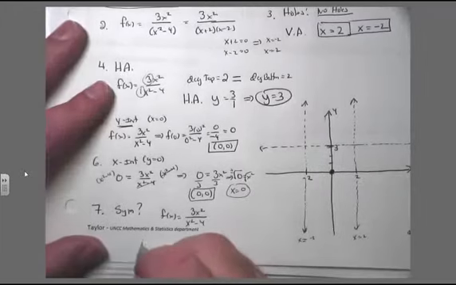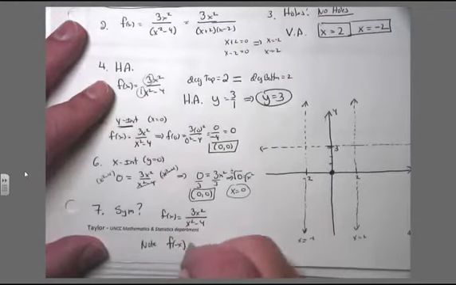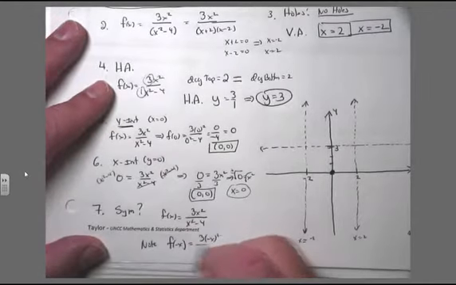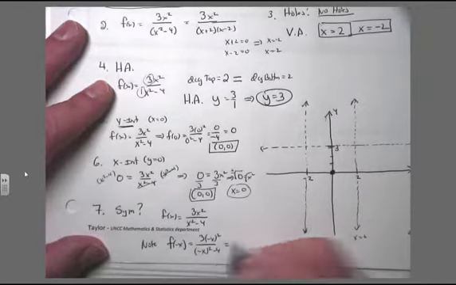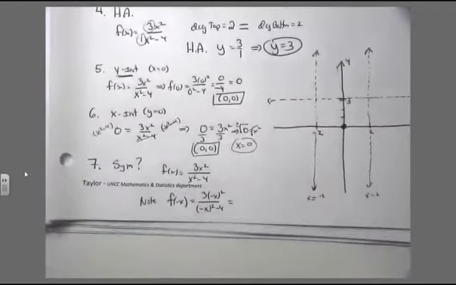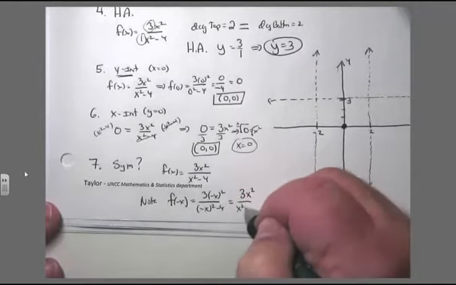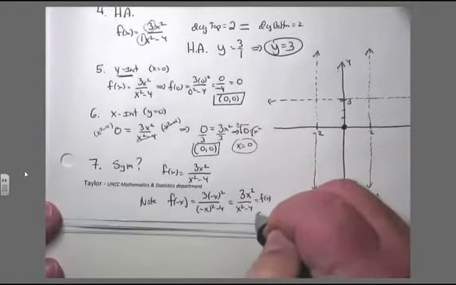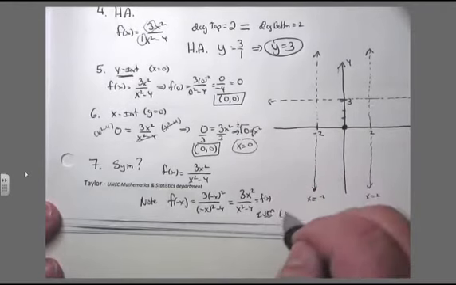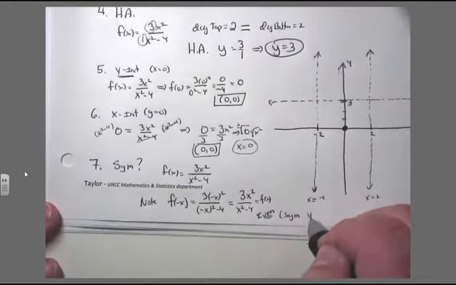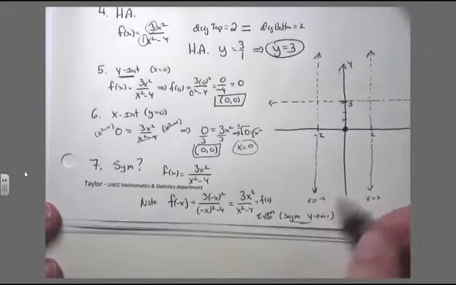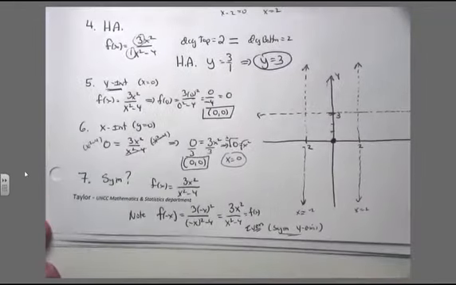Note this. f of negative x would be equal to 3 times negative x squared over negative x squared minus 4. See, all this stuff we've done before comes back to haunt you. What's negative x quantity squared? It's negative 1 squared, positive 1. So this is 3x squared, and negative 1 squared is 1. That goes away, x squared minus 4, which is the original function. This is considered to be an even function or symmetric with respect to the y-axis. Just keep that in mind, that the y-axis is going to split this thing down the middle.